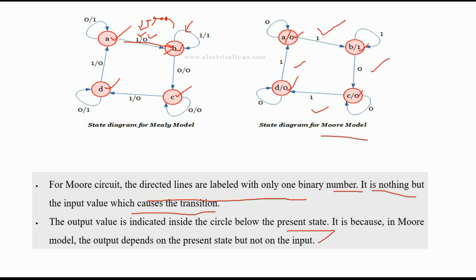So from B to nowhere it will go. That's why it ends at B itself. It starts with input 1 and output is also 1. So where does it happen like that? At B.